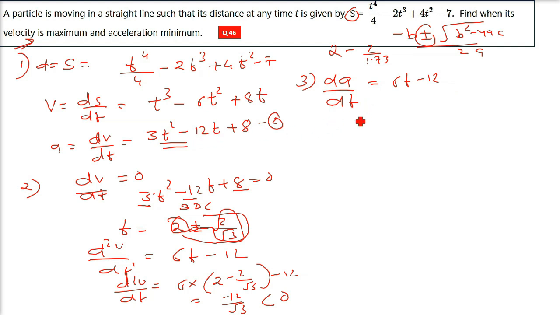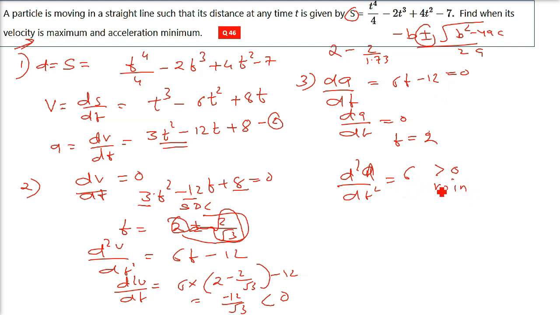You already got it in the second part, but you have to do it all over again. Just equal to 0, t equals 2. So when you have t equals 2, you have to place it in the acceleration equation. Once you double differentiate, you are going to get 6, which shows you definitely that it's minimum. Greater than 0 is plus, means minimum. So at t equals 2, you get this one. At t equals 2 minus 2 by under root 3, you are going to get the velocity.